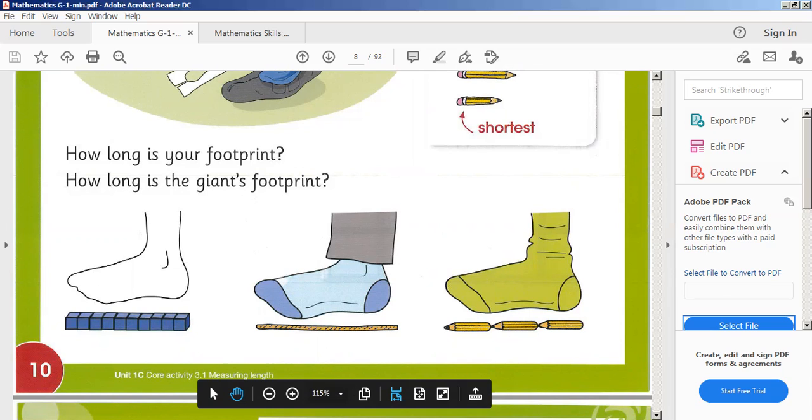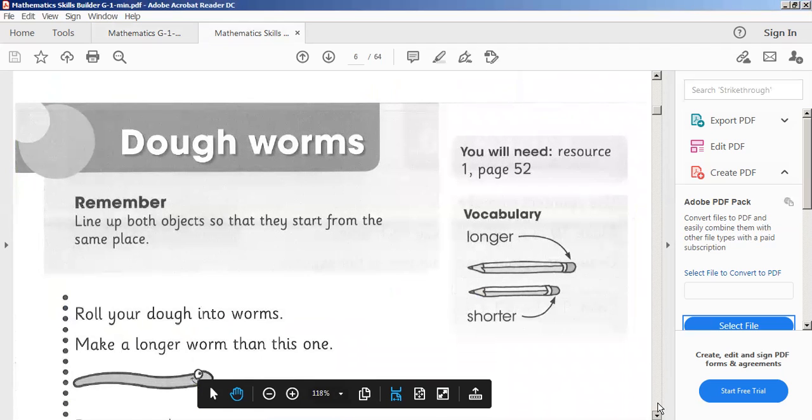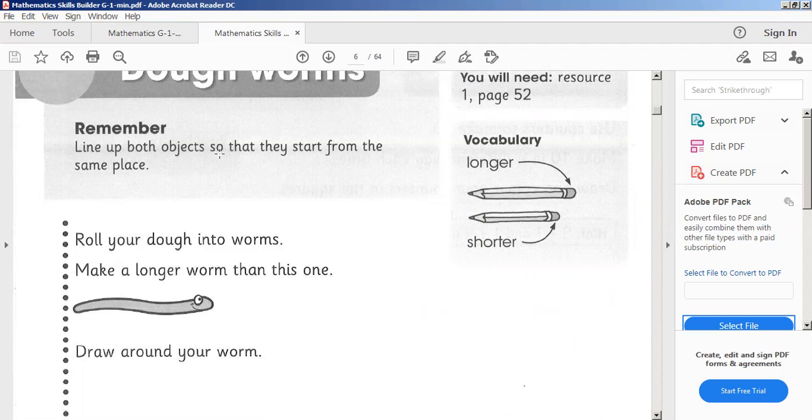Now we will go to the same activity in our skills book. They gave you the two pencils and a comparison between them, longer and shorter. They are telling you here: remember, line up both objects so that they start from the same place. If you want to measure two things, line up these things so both sides start from the same point, and then you can measure which one is longer and which one is shorter.